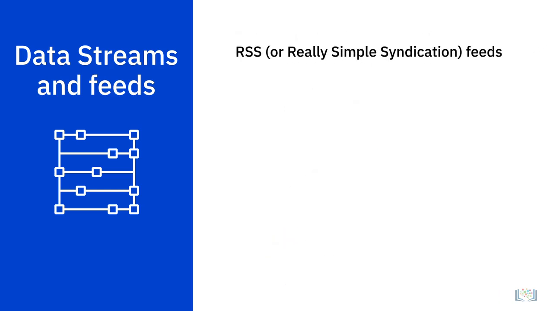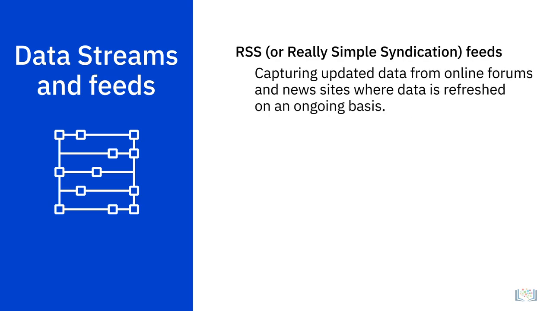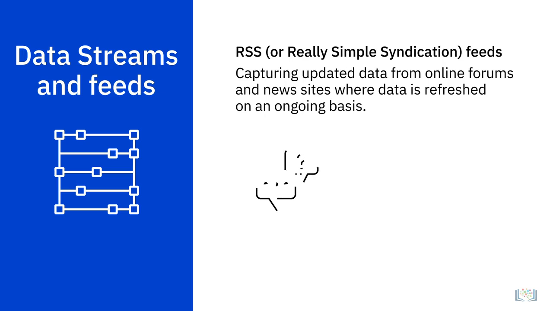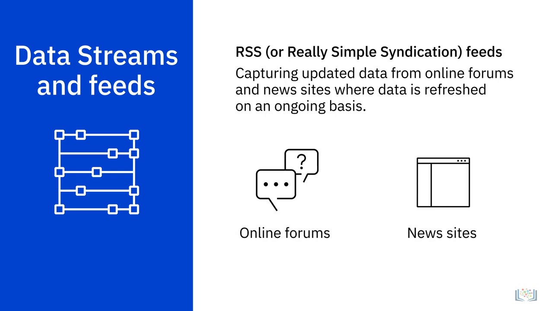RSS, or really simple syndication feeds, are another popular data source. These are typically used for capturing updated data from online forums and news sites where data is refreshed on an ongoing basis. Using a feed reader, which is an interface that converts RSS text files into a stream of updated data, updates are streamed to user devices.